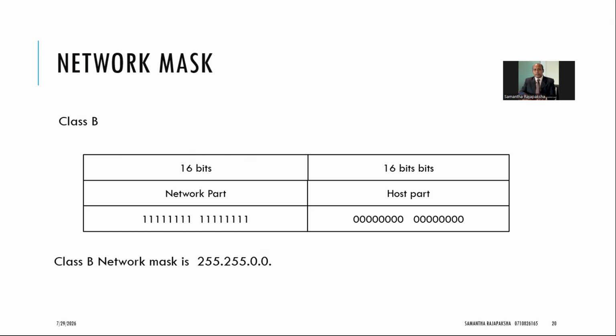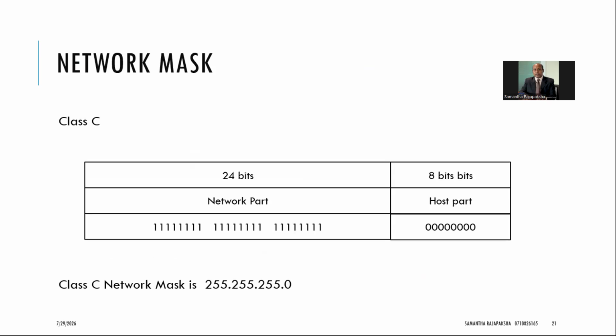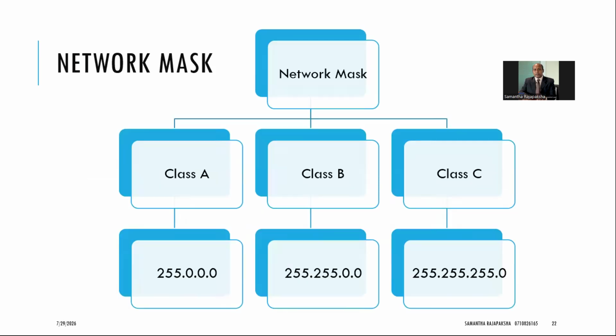Class B, network part 16 bits we assign 1, host part we assign 0. Therefore, the class B network mask is 255.255.0.0. Class C, remember 24 bits for the network, 8 bits for the host. Then we assign 1 for the 24 bits, 0 for the 8 bits. The network mask is 255.255.255.0. That way you can easily calculate the network mask. So remember, for class A, class B, and class C, these are the network masks.